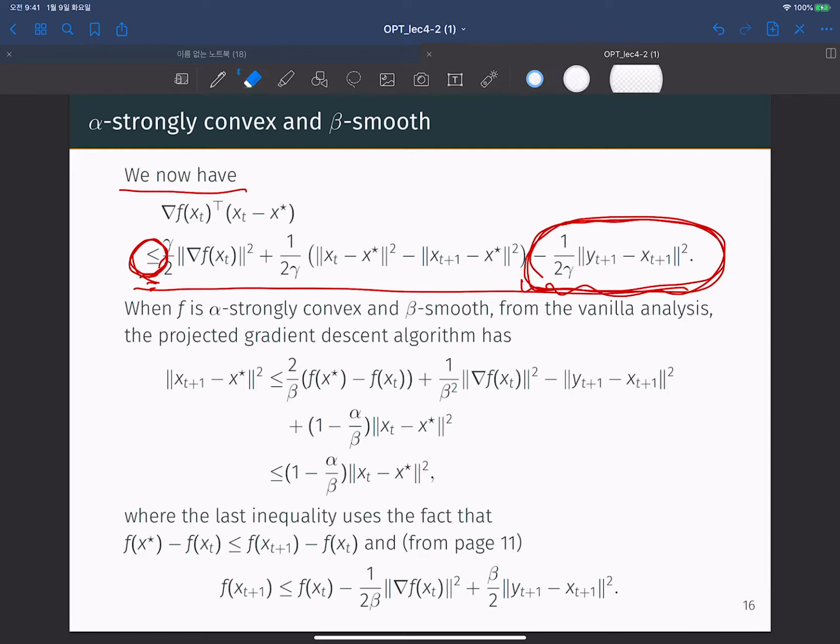So from the vanilla analysis, we have this. And the projected gradient descent algorithm has this property: ||x_{t+1} - x*||^2 is less than or equal to 2/beta (f(x*) - f(x_{t+1})) plus 1/beta^2 ||grad f(x_t)||^2 minus ||y_{t+1} - x_{t+1}||^2 plus (1 - alpha/beta)||x_t - x*||^2. How to obtain this inequality?